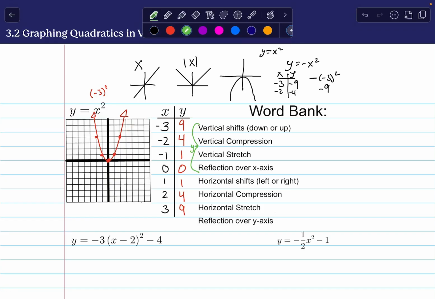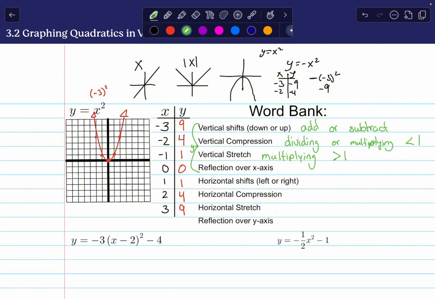So what causes all of these vertical shifts up and down? It happens when we're adding or subtracting a number. Vertical compression happens when you are dividing by a number, or multiplying by a number less than 1. Vertical stretch is when we're multiplying by a number greater than 1.